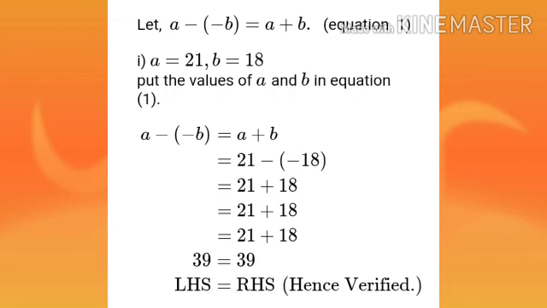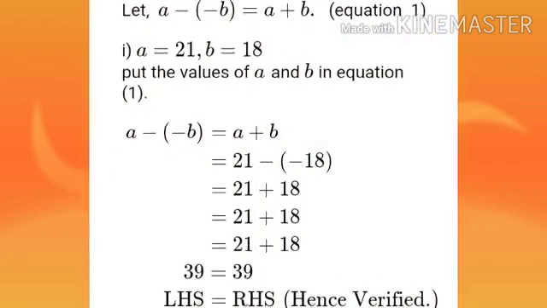In a minus of minus b, we can place the values of a and b there. A is 21 and b is 18. Therefore, 21 minus of minus 18. Then we can take the opposite of minus, which is plus, and take the additive inverse of minus 18, which is plus 18. 21 plus 18. So the expression a minus of minus b is 21 plus 18, and a plus b is also 21 plus 18.